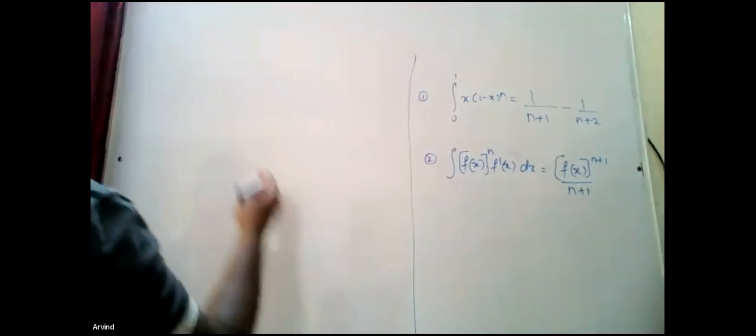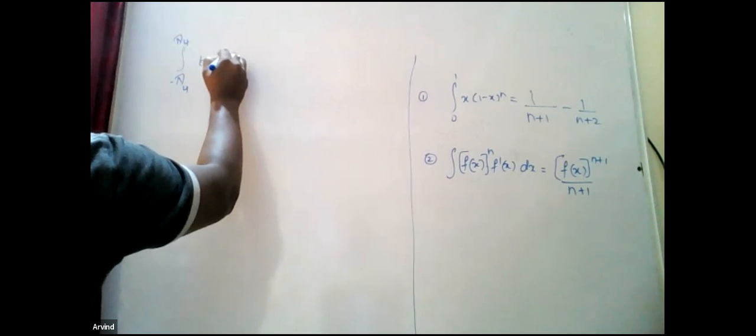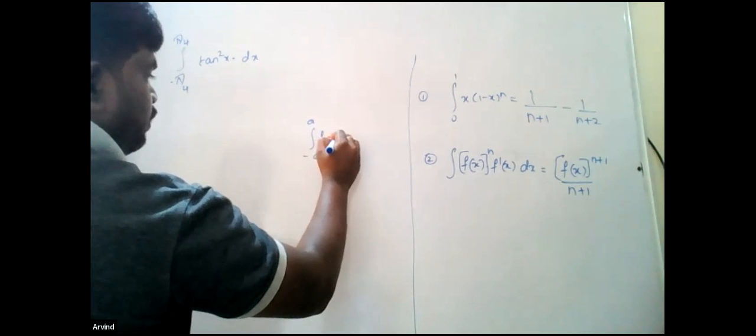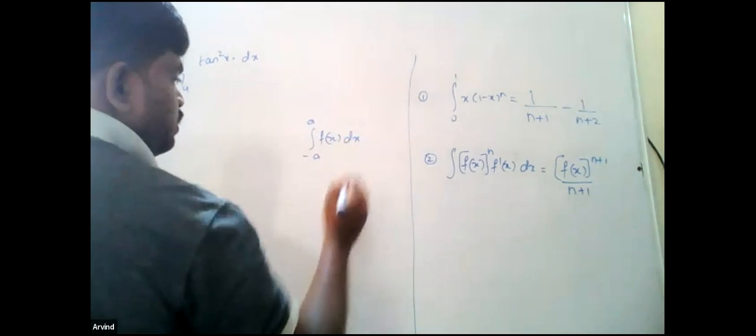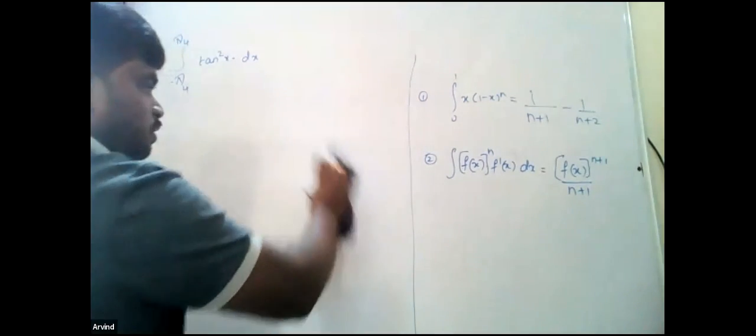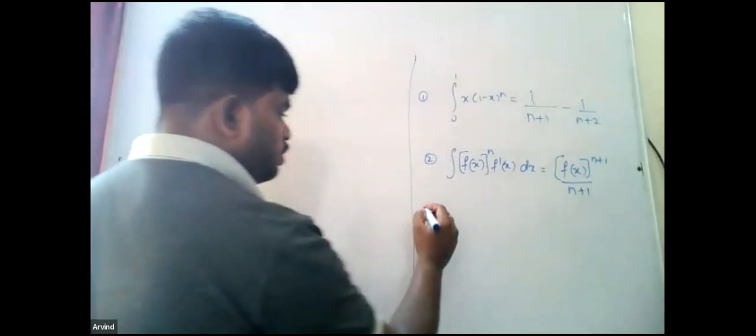So convert using identities. Integration from minus pi by 4 to pi by 4 of tan square x dx. Okay, you can also use the rule. If minus a to a f of x dx, this is the formula I give. You can use that now or directly also you can do it, no issues.